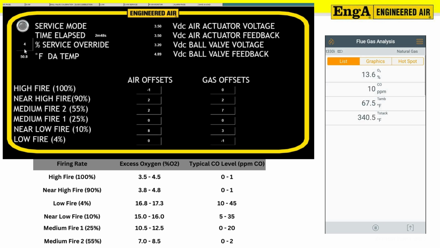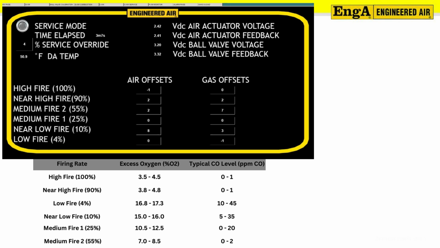If either the oxygen is out of range or the CO is excessively high, the low fire air and gas offsets may be adjusted. Ensure that the low fire air and gas offsets aren't set too low. This could cause intermittent flame failures.